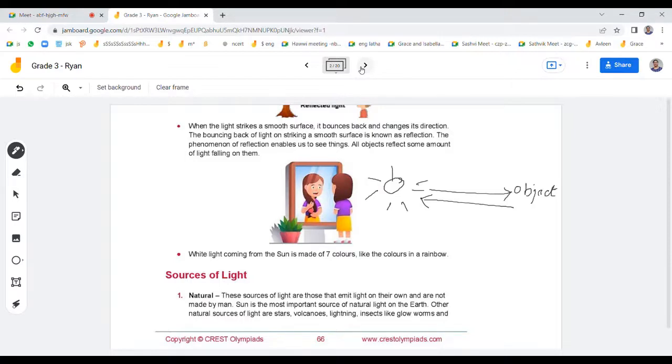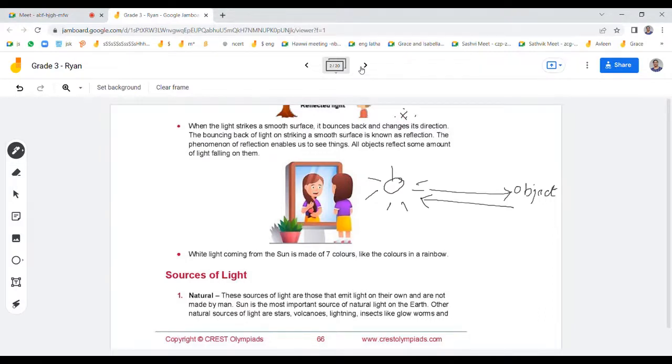You have to study the definition for reflection. Reflection means when the light strikes on a smooth surface, it bounces back and changes its direction. So the light changes its direction. This is an important keyword. In reflection, light changes its direction. This is a keyword. The bouncing back of light on striking a smooth surface, you call it reflection.